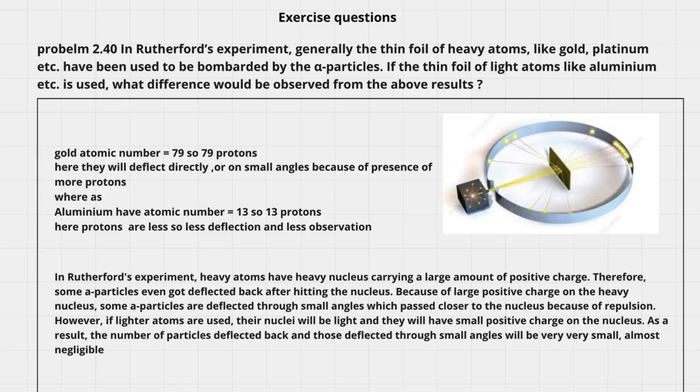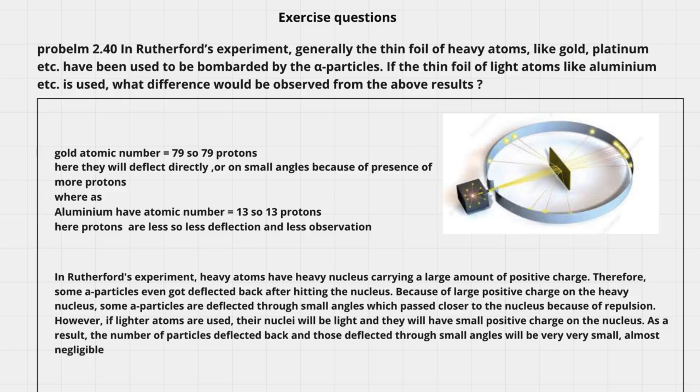Now, in Rutherford's experiment, heavy atoms have heavy nucleus carrying a large amount of positive charge. Therefore, some alpha particles even got deflected back after hitting the nucleus. Because of large positive charge on the heavy nucleus, some alpha particles are deflected through small angles which passed closer to the nucleus because of repulsion.